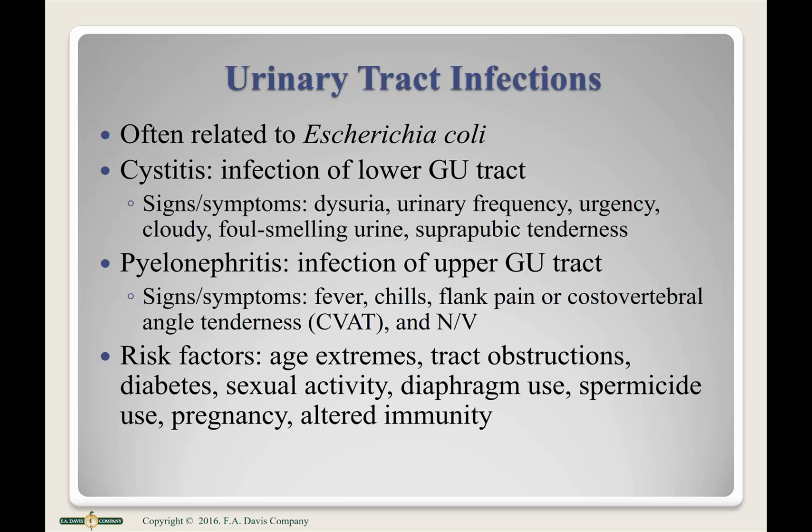Or pyelonephritis, which is an upper GU tract infection. So her ureters or kidneys, it will be kind of more severe. They usually are symptomatic with this, so they have fever, chills, flank pain, CVA tenderness, nausea and vomiting. A cystitis is probably just oral antibiotics, but a pyelonephritis is probably going to be IV antibiotics.